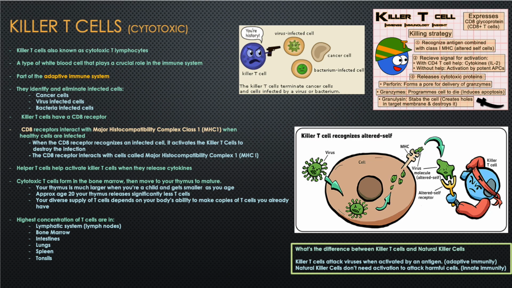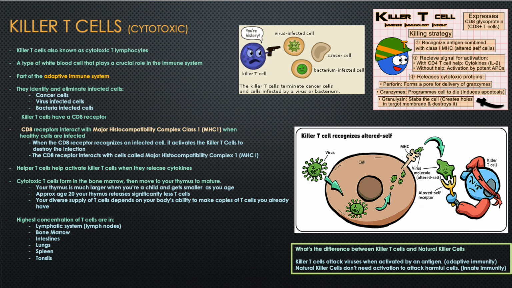Killer T cells. These are the CD8+, or the cytotoxic T cells. Killer T cells are known as cytotoxic T lymphocytes. They are a type of white blood cell that plays a crucial role in the immune system. They are also part of the adaptive immune system.